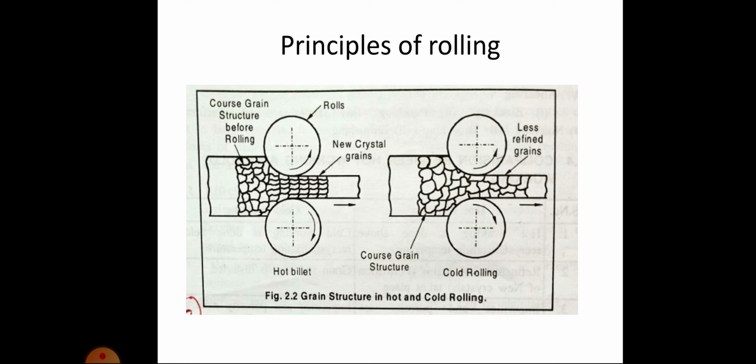Rolling is of two types, hot and cold rolling. The crystals are elongated in the direction of rolling and they start to reform after leaving the zone of stress in hot rolling, but in cold rolling they retain substantially the shape given to them by the action of the rolls. This is the principle of rolling.